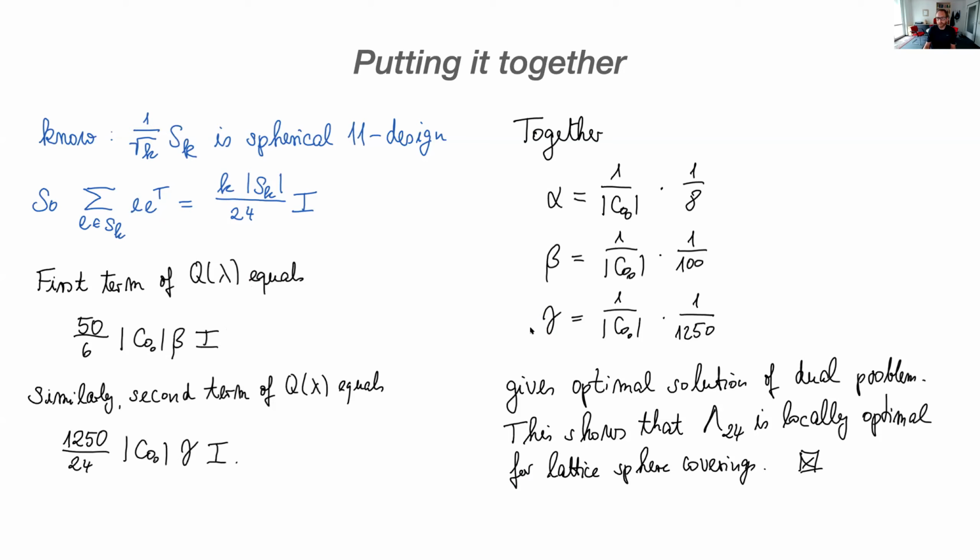And here are the numbers. And if you plug in these numbers into the optimization problem, into the minimization problem, you also get a half. And the half is also coming from the Leech lattice for the maximization problem. So you have a half less or equal than the maximization problem, less or equal than the minimization problem, less or equal than a half, which shows at the end that lambda 24 is the optimal solution of this maximization problem and of the minimization problem. So in particular, it shows that lambda 24 is locally optimal for the lattice sphere covering problem.